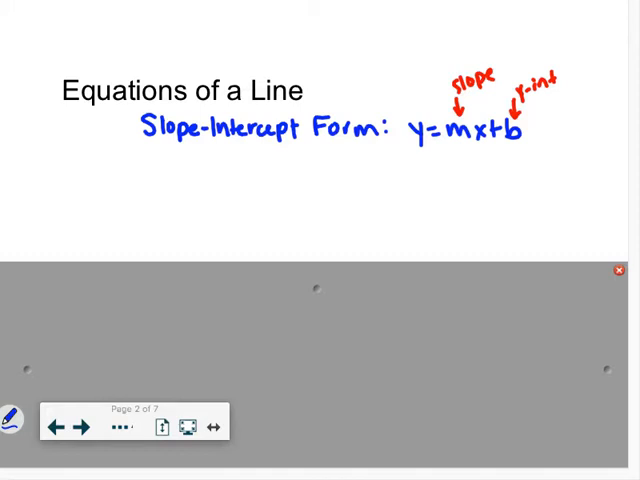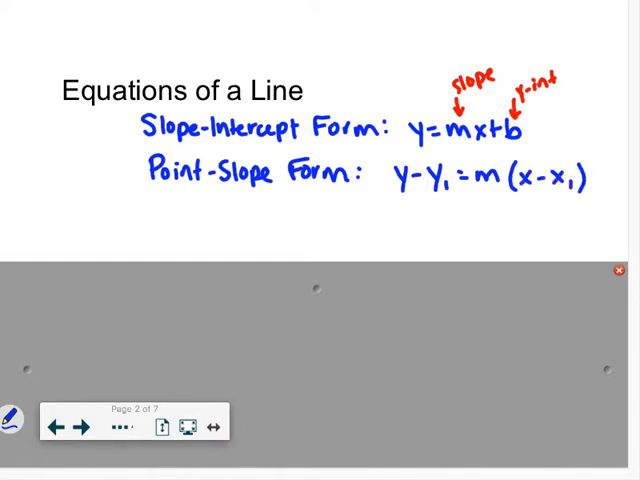Does anybody know any other equations of a line? Luke? Isn't there a point slope form? Yes, there is something called a point slope form. So we're going to put that up here on the board. Point slope form. Okay, point slope form you can use when you know a point that's not necessarily the y-intercept and the slope of the line. And it looks something like this. y minus y sub 1 equals m times the quantity x minus x sub 1. And it looks a lot more terrible than it probably really is.